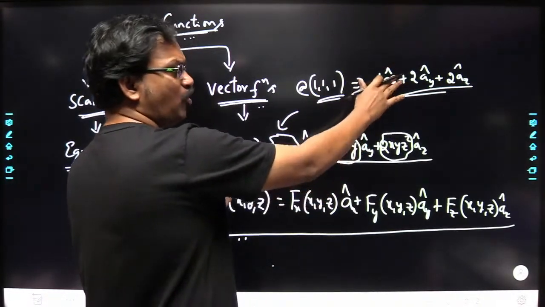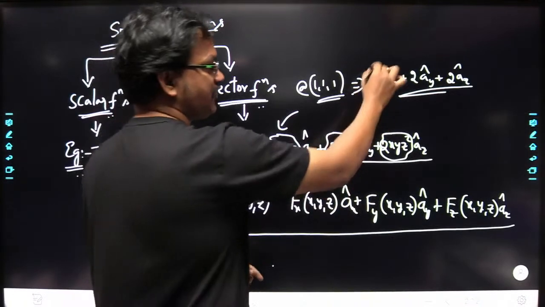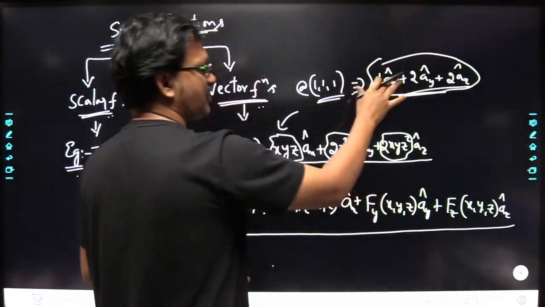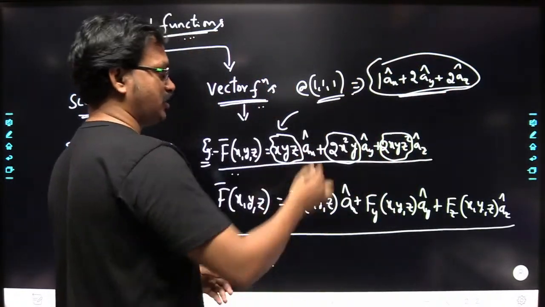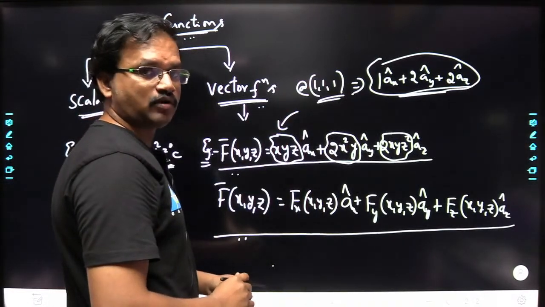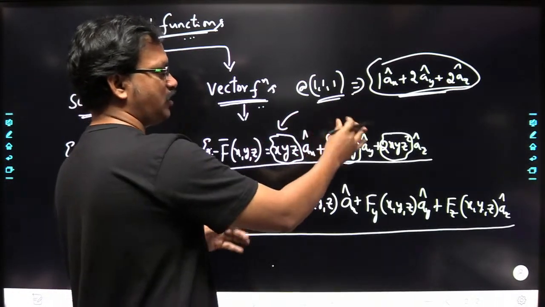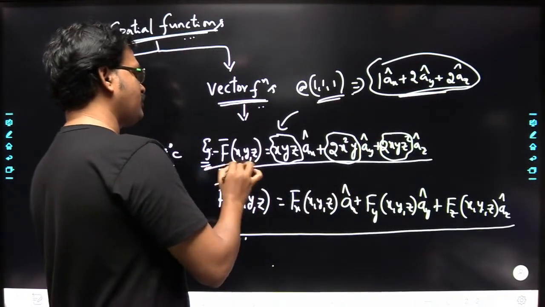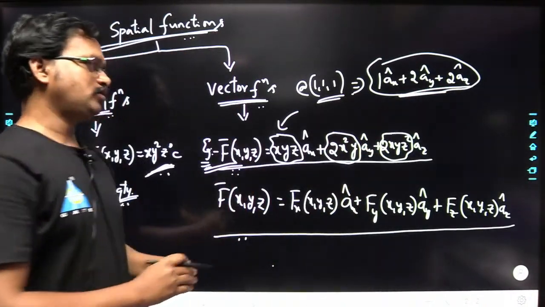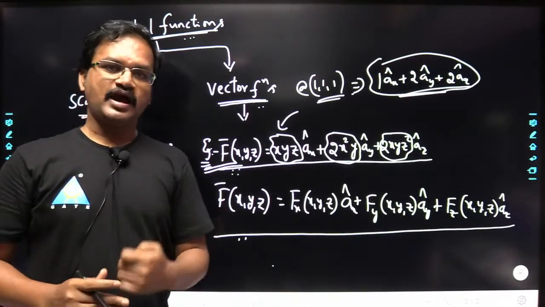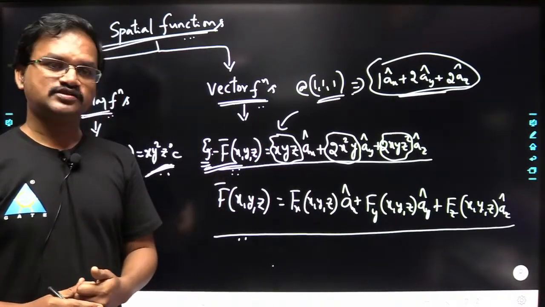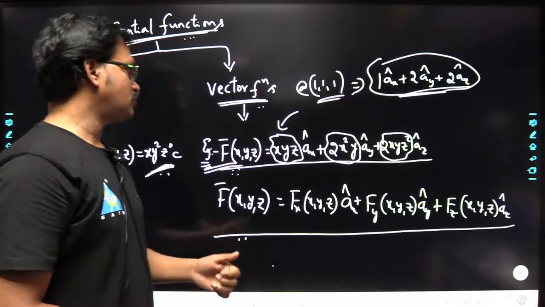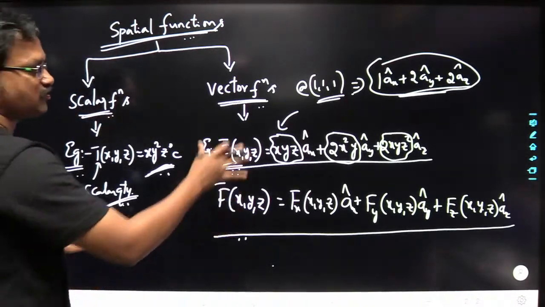Is it having both magnitude and direction or not? Is this a vector quantity or not? Yes, it has both magnitude as well as direction at this point (1, 1, 1). Similarly, if you substitute another point, you are going to get another vector. So at each and every point in space, this function is going to have both magnitude as well as direction. Understood? That is called a vector function.